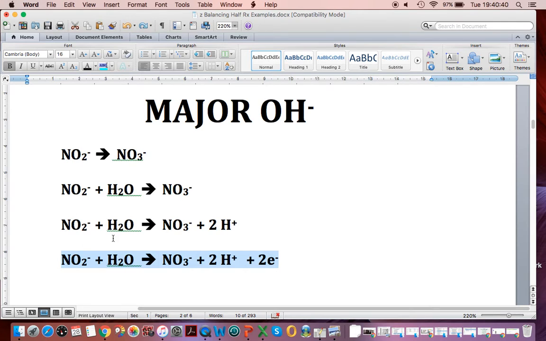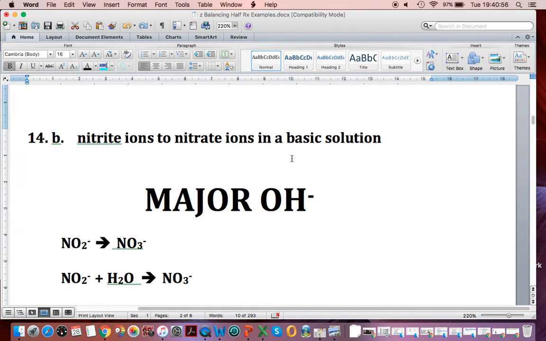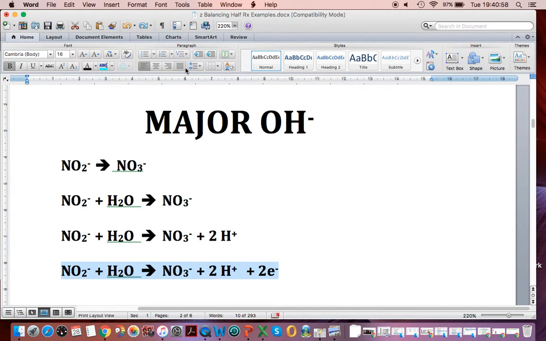Why? Well, on the left we had 1 minus. And here we had 1 minus, 2 plus is 1 plus. So we have to take our 1 plus down to 1 minus, and 2 electrons does the trick. Now, that's balanced in acid. But this question wants it balanced in base. Basic solution.